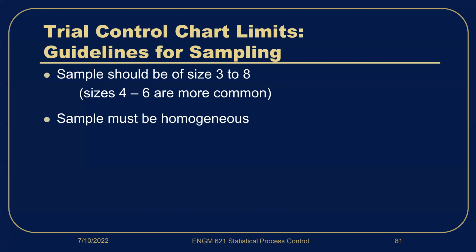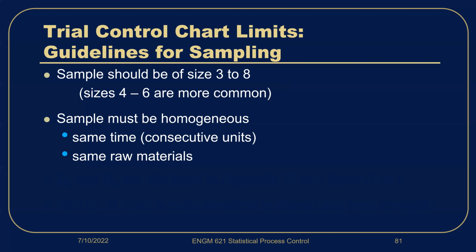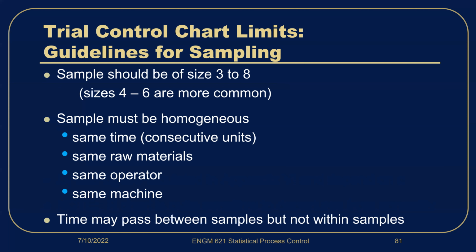Second, sample must be homogeneous, which means we collect the data in each sample at the same time, or in other words, they are consecutive units. Using the same raw material with the same operator collecting them, using the same machines, etc. In other words, remove all other differences in operations as much as we can. Third, time may pass between samples, but not within samples. Again, this is to minimize differences within each sample, while allow some necessary differences between samples.